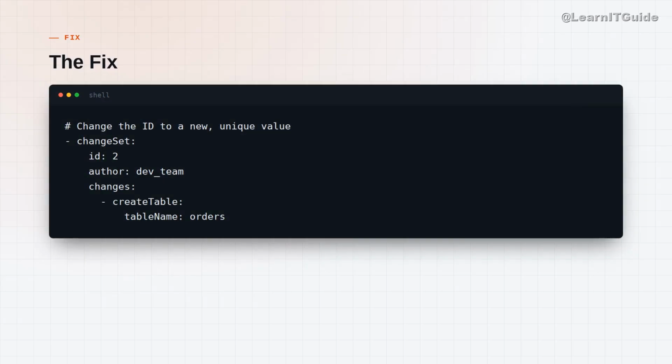The fix is simple. You must always use a new, unique ID for every new change. Treat your changelog as an append-only file. Never edit an old change set that has already been deployed. If you need to change something, add a new change set that modifies the previous state instead.